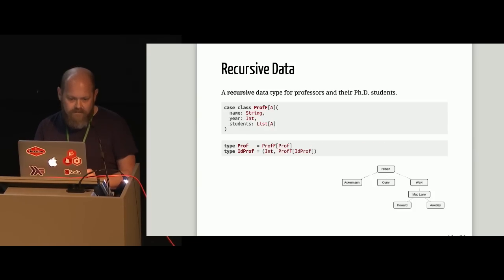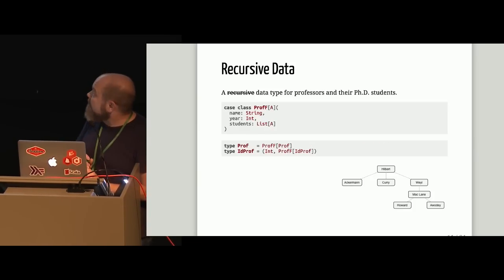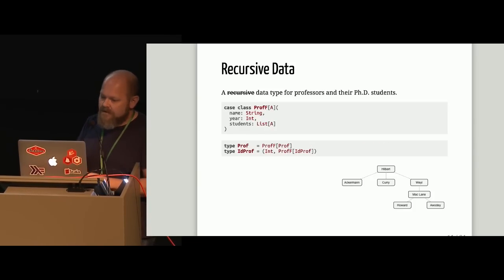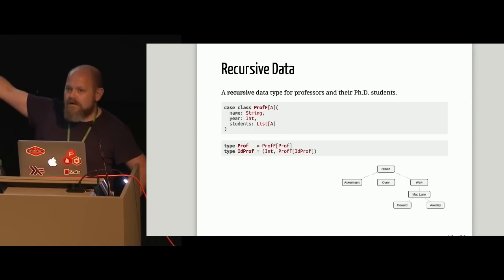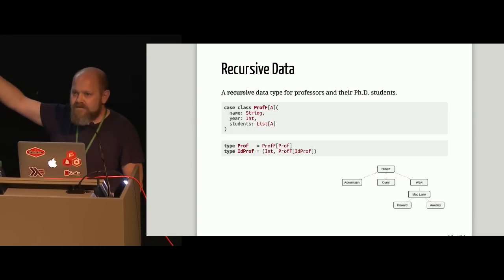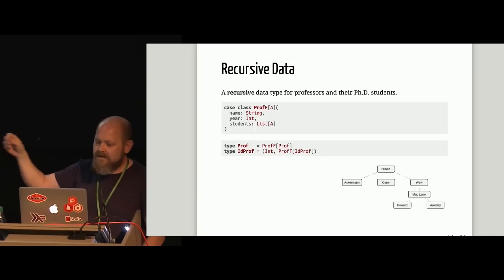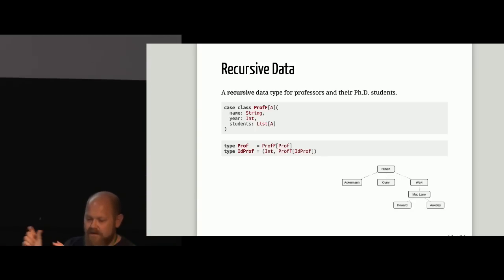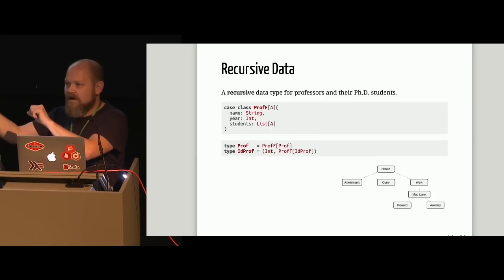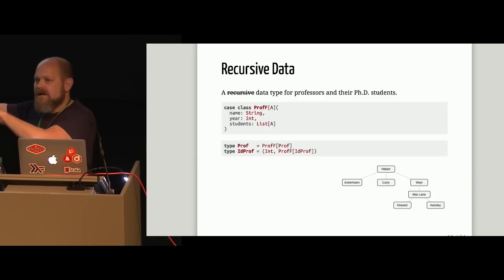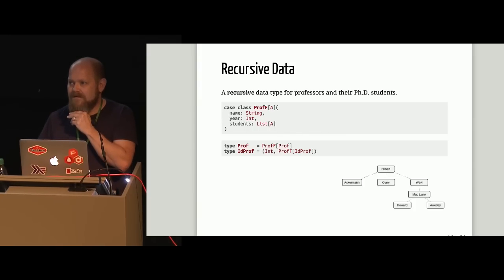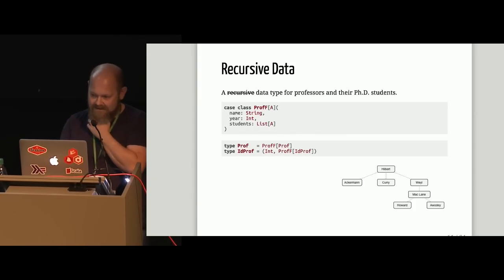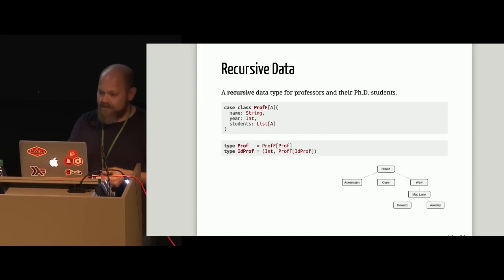So what if we do this? What if we make the type aliases self-referential? So here we say a Prof is a PropF of Prof. So it's pointing back to itself, right? You see how I'm attempting to tie the knot there. The same thing, IDProf is a pair of an int and a PropF of IDProf, which again is a pair of an int and the same thing. And does that compile? That does not compile, because type aliases cannot be recursive.